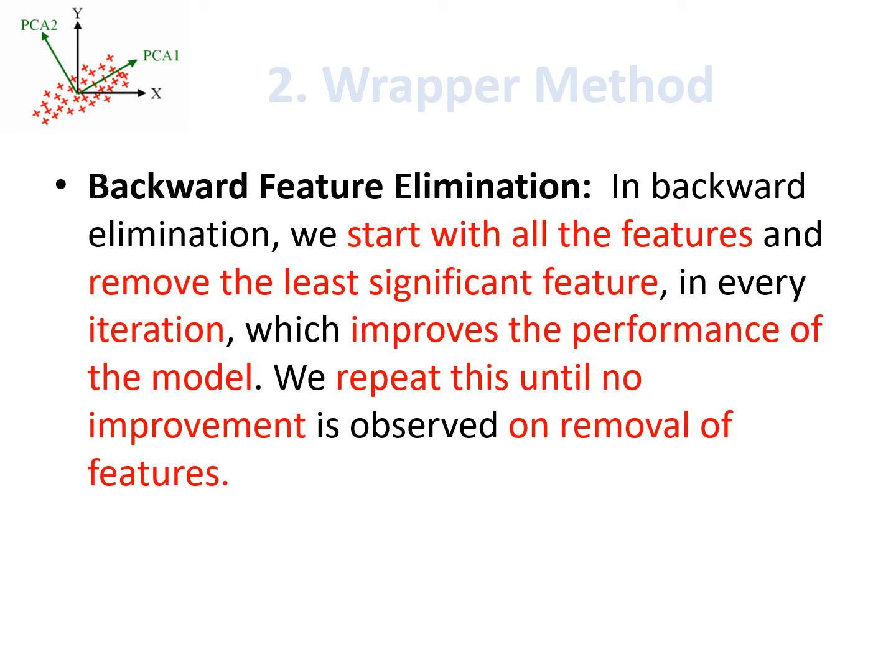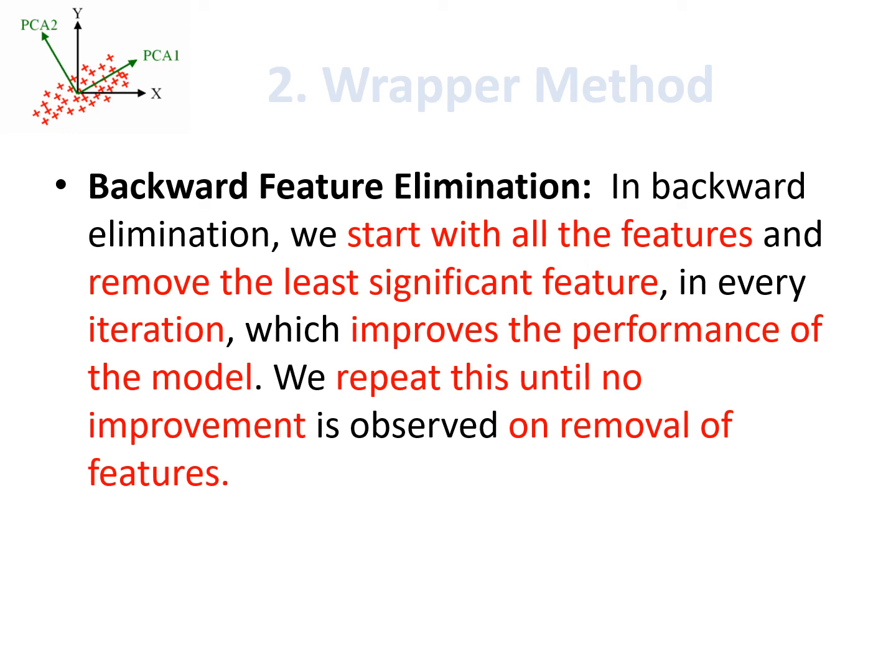Backward feature elimination is just the opposite of forward feature selection. In backward feature elimination, we start with all the features and remove the least significant feature in every iteration, which improves the performance of the model. We repeat this until no improvement is observed on removal of features.